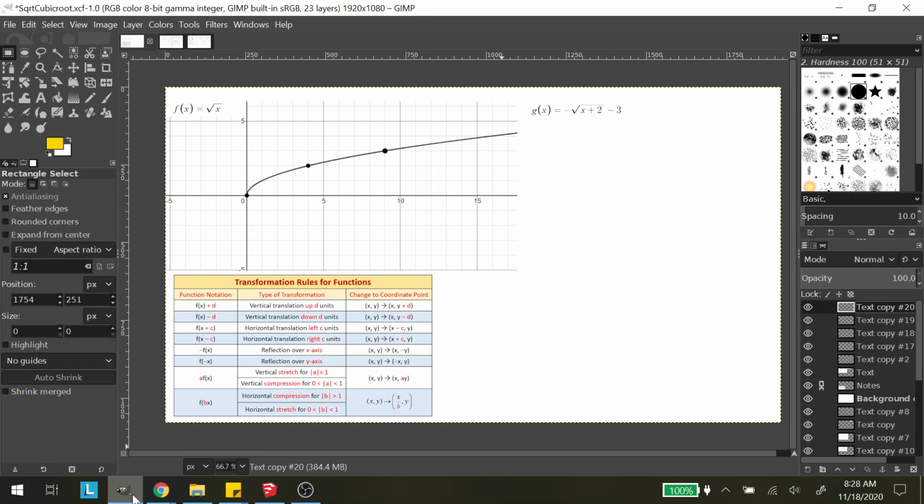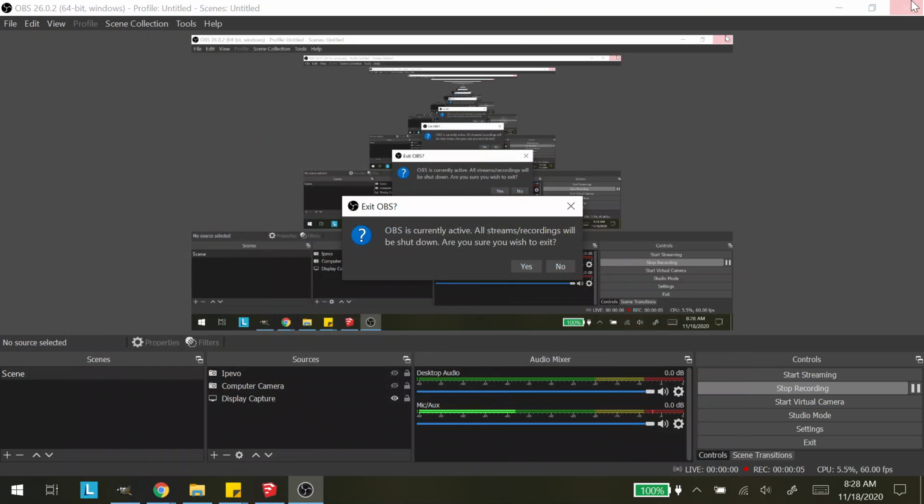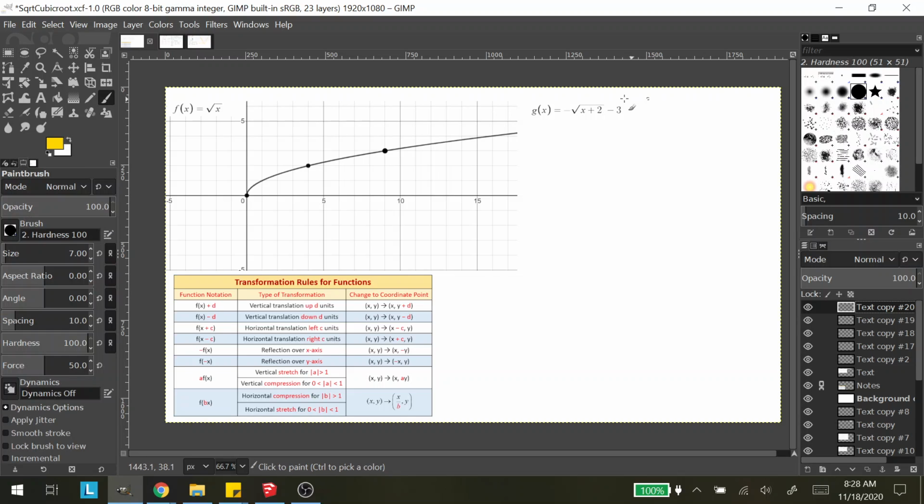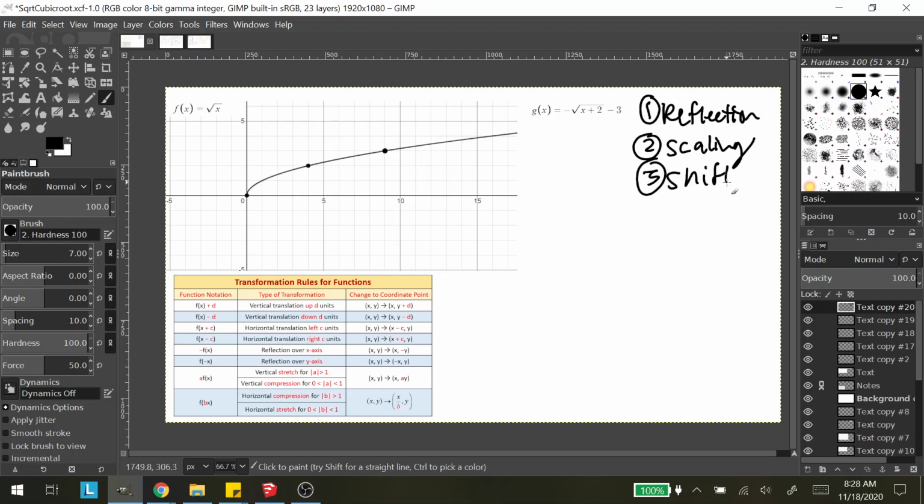Let's take a look at square roots and quadratic equations. Square roots and cubic equations. There's an order that you need to do your transformations in. The most important one is your reflections. We need to know about reflections first. Then we need to know about any kind of scaling. Then we need to know about any kind of shifts. So I'm going to break this down into its individual pieces.